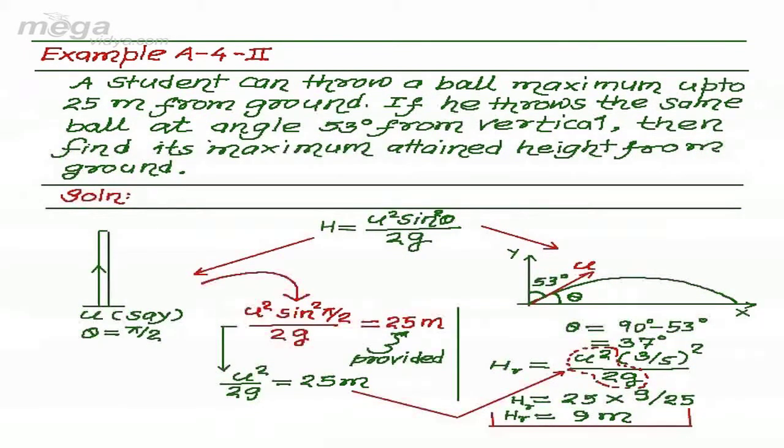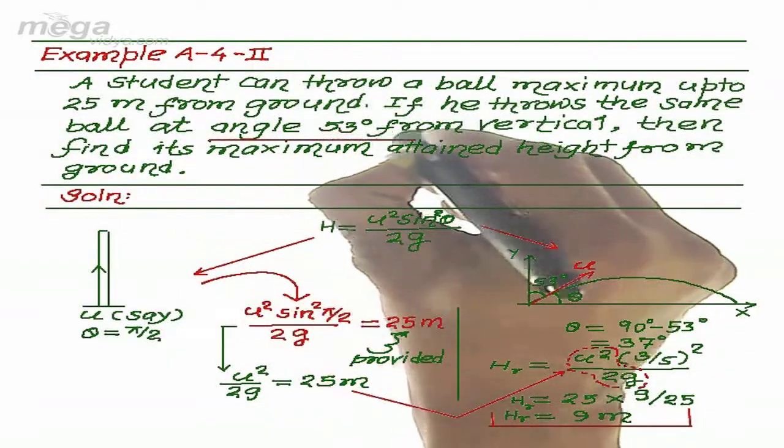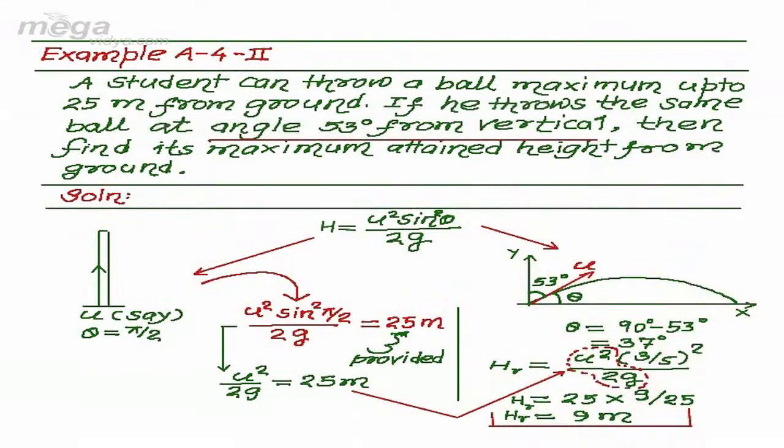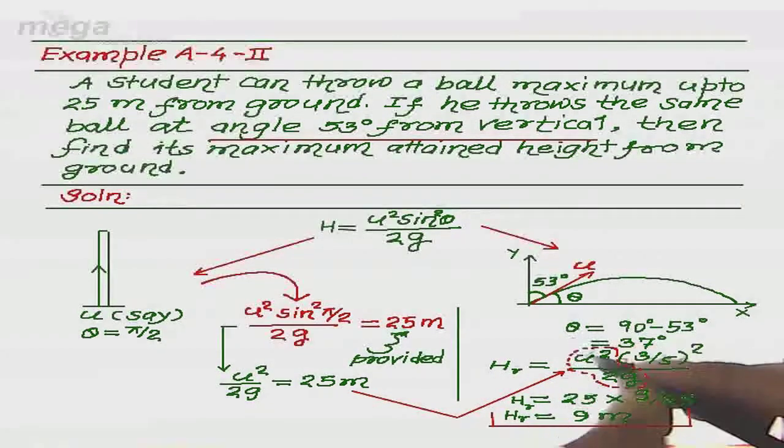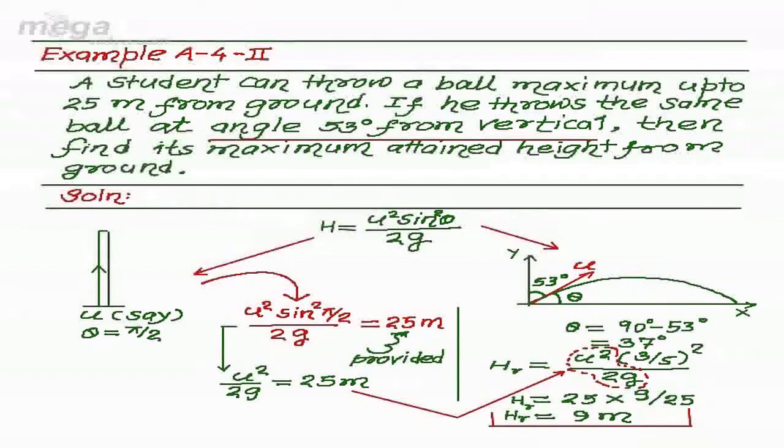So students, always consider whether the angle is from vertical or from horizontal, and depending upon that we have to take the value of theta in this equation. Here in this case it is 37 degree because the angle from the vertical is 53 degree and vertical and horizontal are mutually perpendicular. So putting the value of theta to be 90 minus 53, we get the right direction of projection to be angle theta 37 degree from the horizontal.